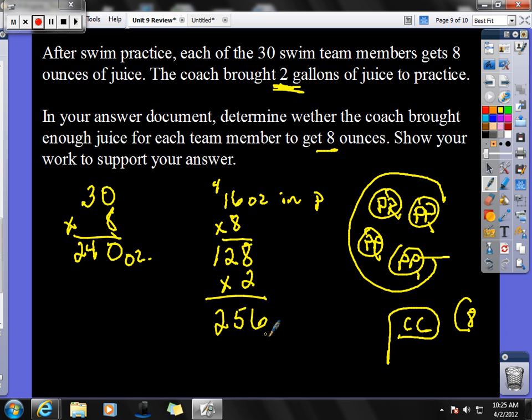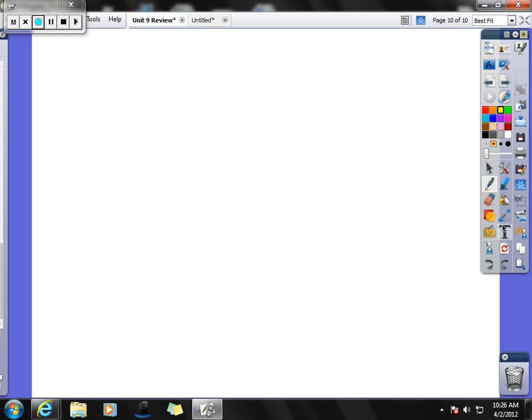So I have a total of 256 ounces in 2 gallons. I need to have 240. Yes, the coach does have enough juice to give each of his players 1 8-ounce cup. Well done.